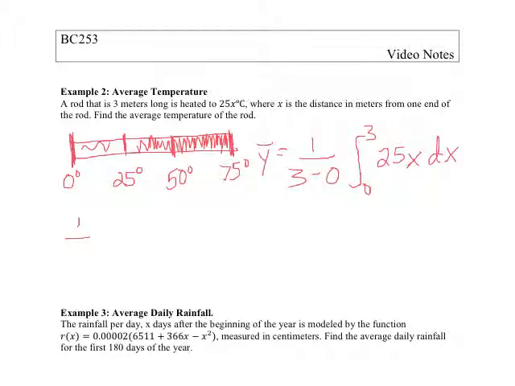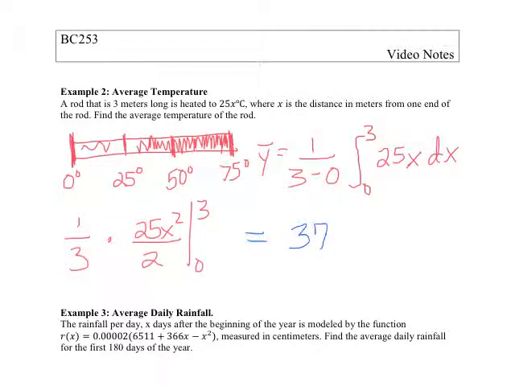That's 1/3 times 25x squared over 2 evaluated from 0 to 3, giving us a final answer of 37.5 degrees, which you'll notice is the temperature right at the midpoint of that rod. It makes sense because it's a linear equation. If our temperature was heated in a nonlinear fashion, then it would be weighted to the left or right of that point.